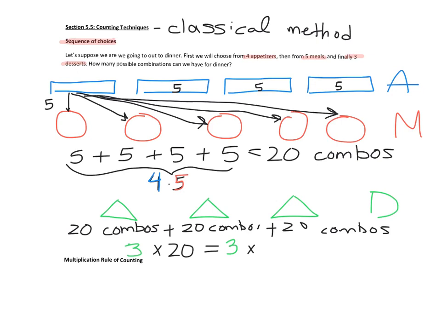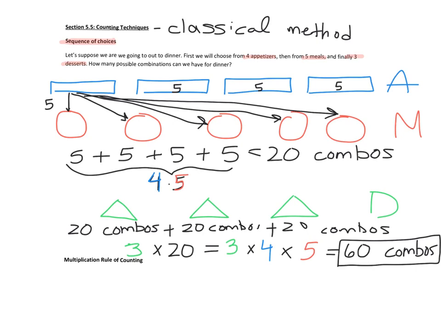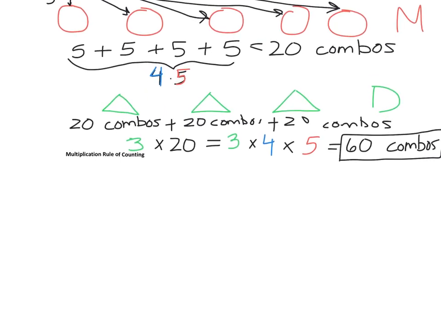Okay, so let me finish all my color coordinating. To figure out how many sequences of choices we had, we took the 4 appetizers times the 5 meals times the 3 desserts. And that's how we got our answer, which was 60 combos of appetizer, meal, and dessert. So when this person goes out to dinner at this restaurant, they have 60 different combinations to choose from. So with a sequence of choices, we're essentially just multiplying the number of choices we have for each selection.